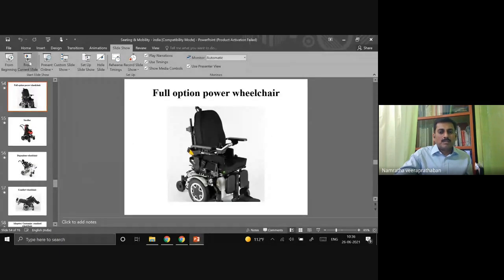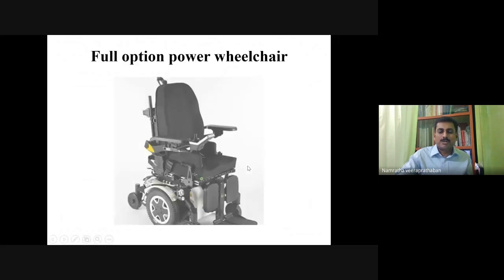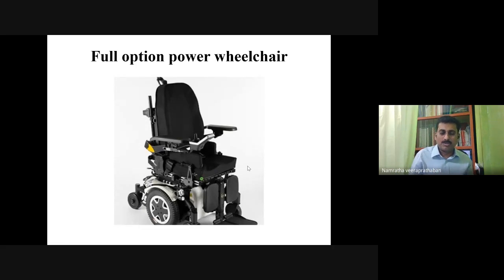Okay, I'm going to recommend the patient deserves this full option power wheelchair. He deserves it, no doubt about that. But if he doesn't have an accessibility car, this weight is more than 140 kg, the weight of the chair itself. So even if the patient deserves it, I cannot recommend this chair because of accessibility issues.